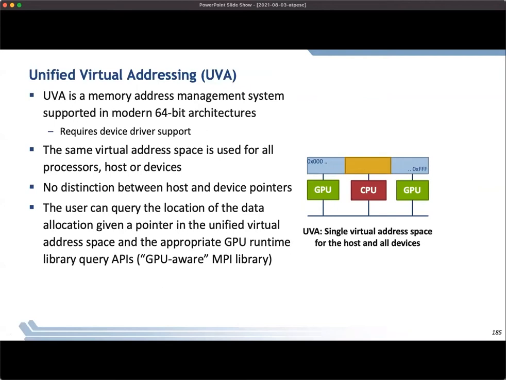So the core idea is unified virtual addressing, which is basically mapping the memory of the CPU and GPU into the same virtual address space. So the application can access these different memories in the same fashion. And this is also what a GPU-aware MPI library is built on top of.